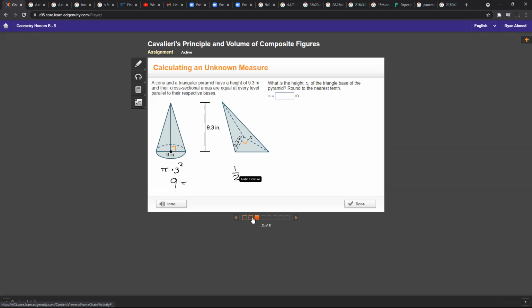We don't know the base. We're going to call that x. We do know the height. The height's 3.3. So 1/2 base times height is 1/2 x times 3.3. And they say it should be congruent to the area of the base of the cone. So we're going to set that equal to 9 pi and solve for x. We're just going to divide both sides by 3.3 and then multiply both sides by 2 and see what we get.